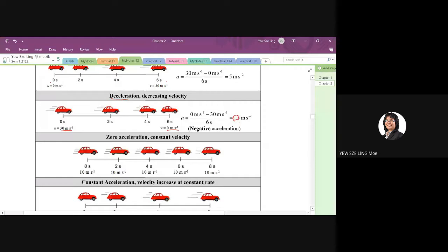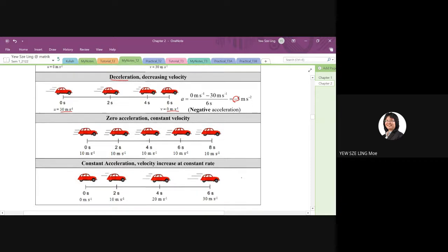So negative acceleration, sometimes we call it decelerate. So if the question gives you an object that decelerates at 5 meter per second square, then when you want to use it in your calculation, you need to add a negative sign. All right, so decelerate means it should be a negative value, negative acceleration.